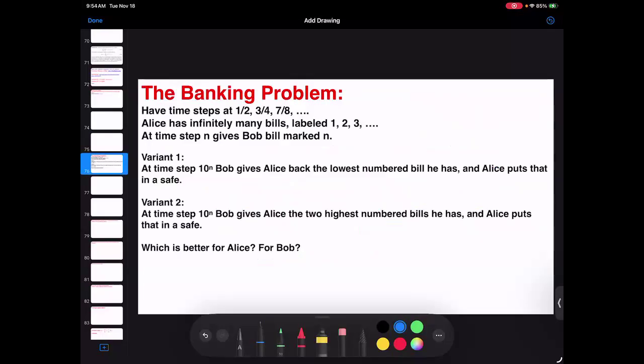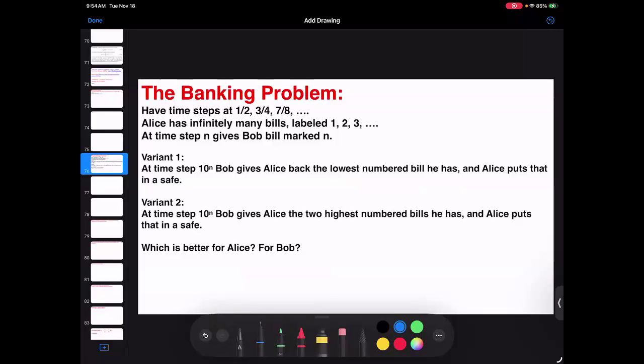All right. Has anybody seen the following banking problem? So we're going to start at time 1/2, and then the next step will be at time 3/4, 7/8. So we're going to do infinitely many transactions before 1 second passes. Okay. A little bit unreasonable to physically imagine such a situation, but we are taking an upper level math class. We can look at this theoretically. So we're going to be doing a tremendous number of transactions.